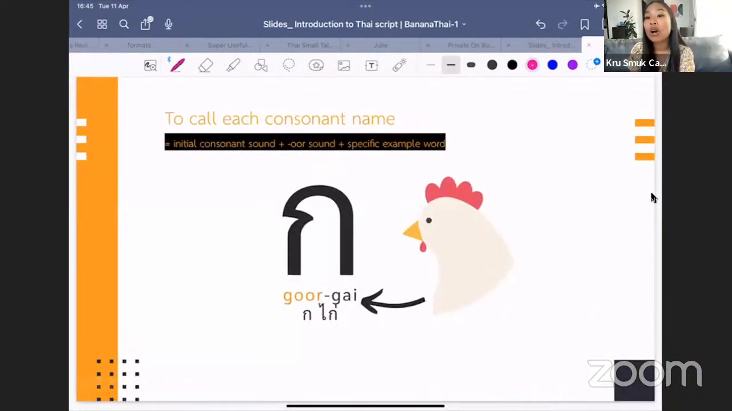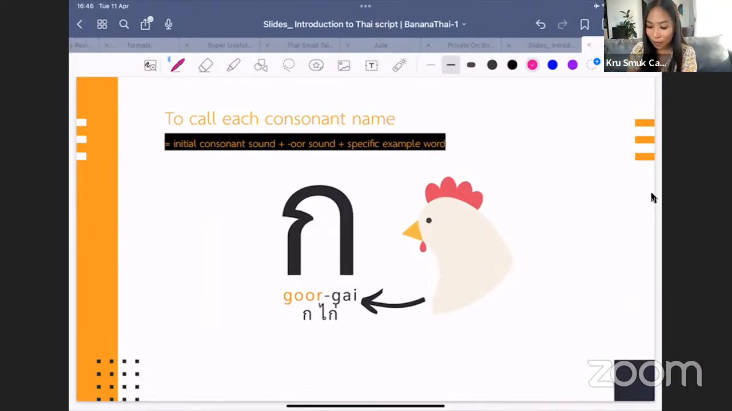Next thing about the consonants. Many people ask me, why is this letter, this consonant, called gõ gai? Why does it have to be gõ gai? Well, in Thai, we use a word, mostly a noun, to make it easy for the kids to remember the name and the sound.